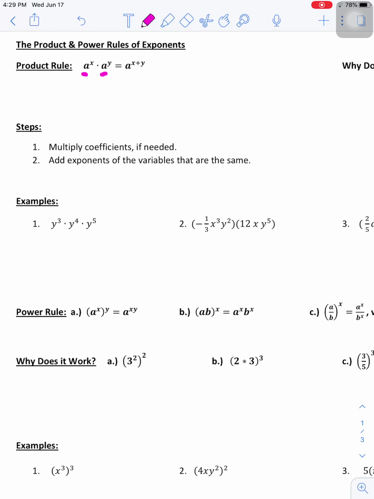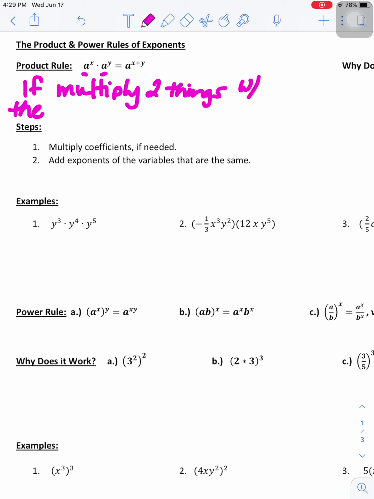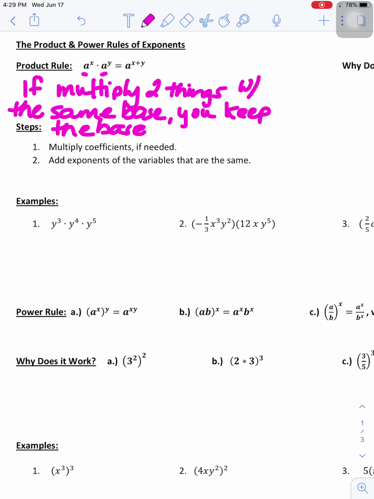Now, the rule in such a case is: if the bases are the same, if you multiply two things with the same base, you keep the base, and add the exponents.